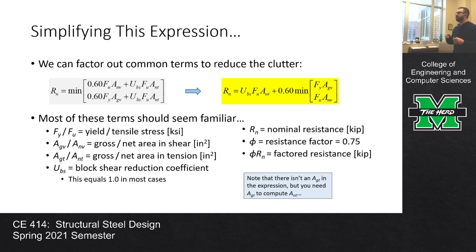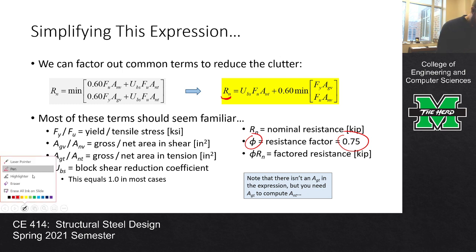All right, so first off, I want to make sure that we're clear that ultimately what we're computing is a nominal capacity. So when we plug and chug into the yellow box, we get a nominal resistance. We must then adjust that by a resistance factor, which is 0.75, to get a factored resistance that's in kip. So don't forget the phi value at the end. It's very easy to forget. Don't forget that.